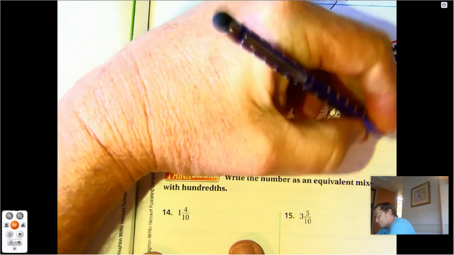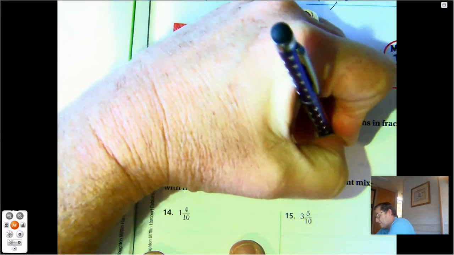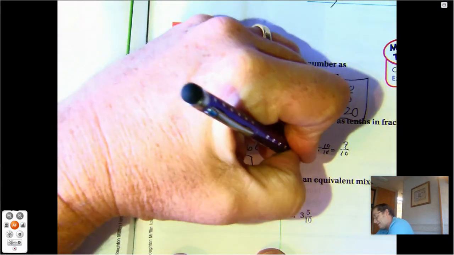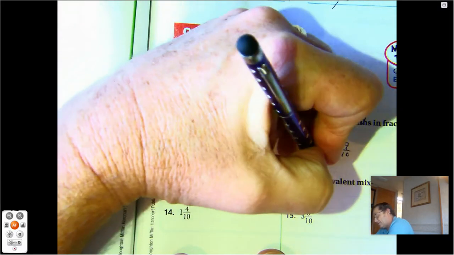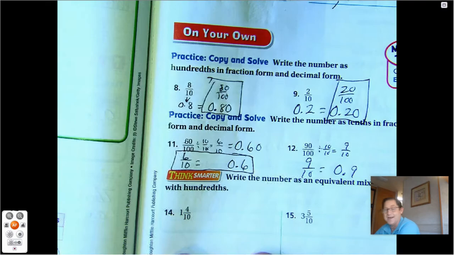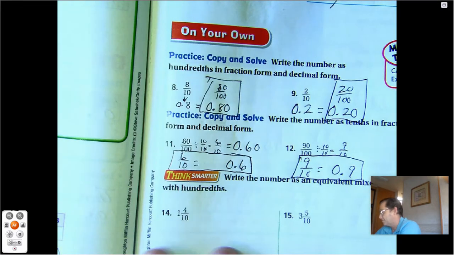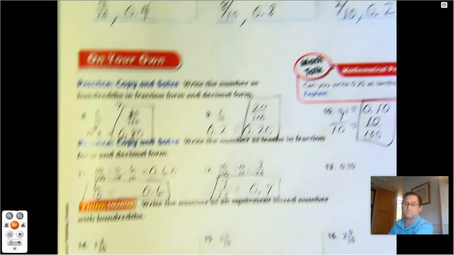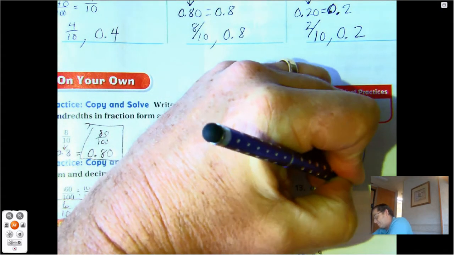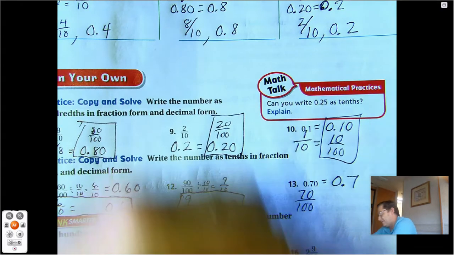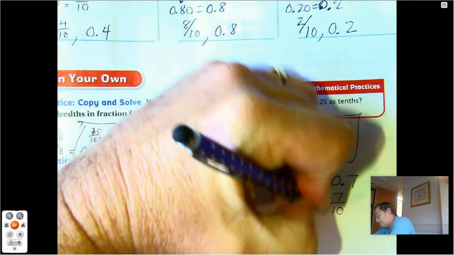90 hundredths. Again, if we divide by 10, we would get 9 tenths. Okay, so 9 tenths is written as 0.9. 70 hundredths is equivalent to 7 tenths. As a fraction, 70 hundredths is the same as 7 tenths.